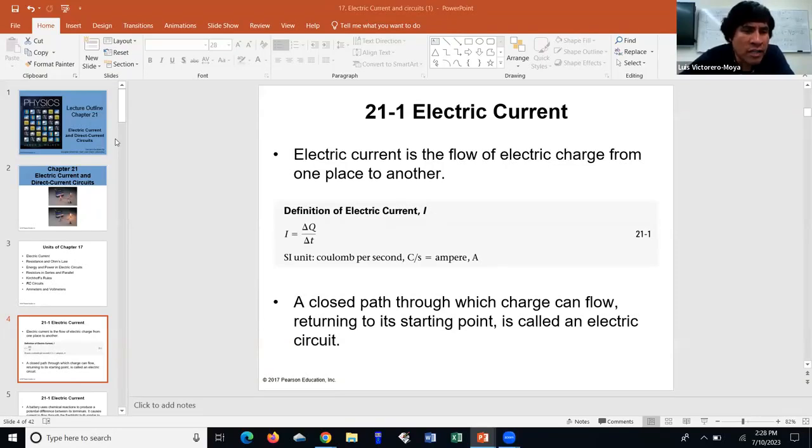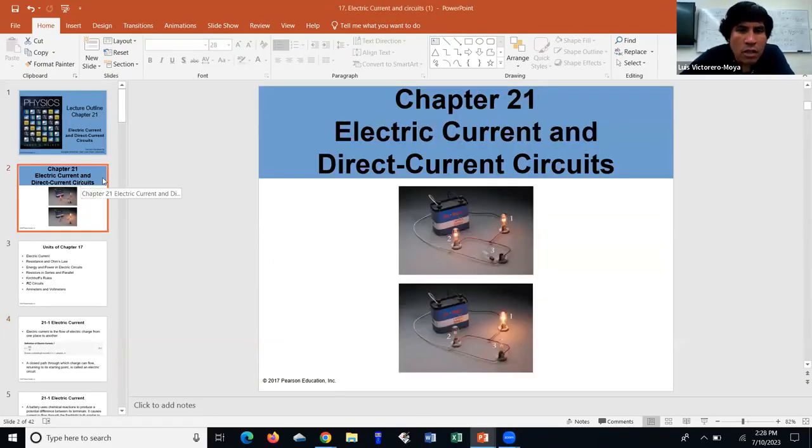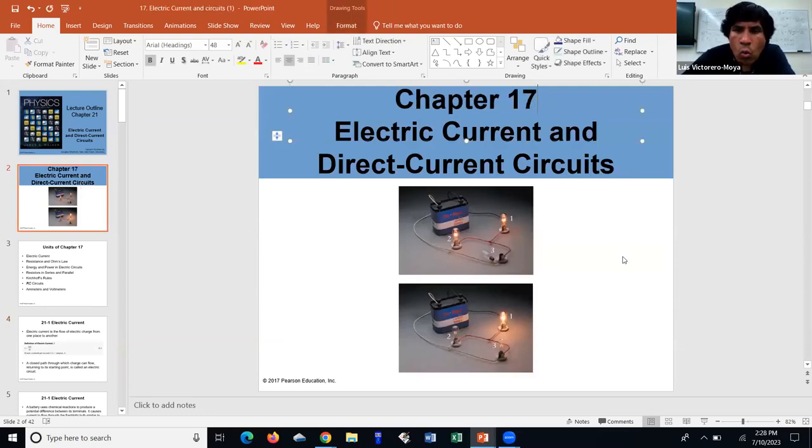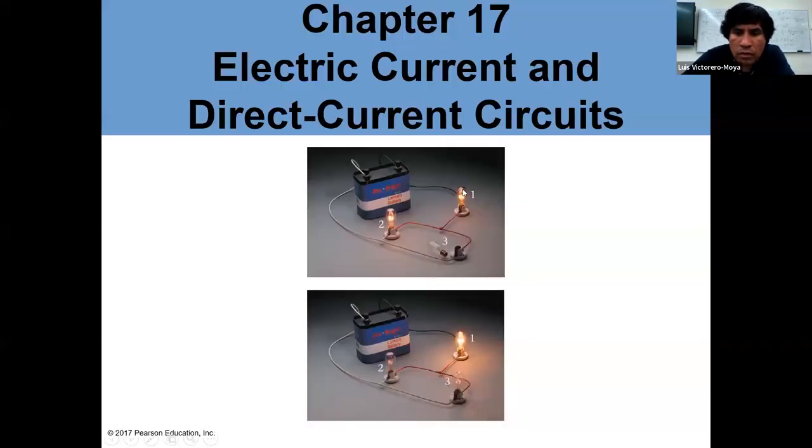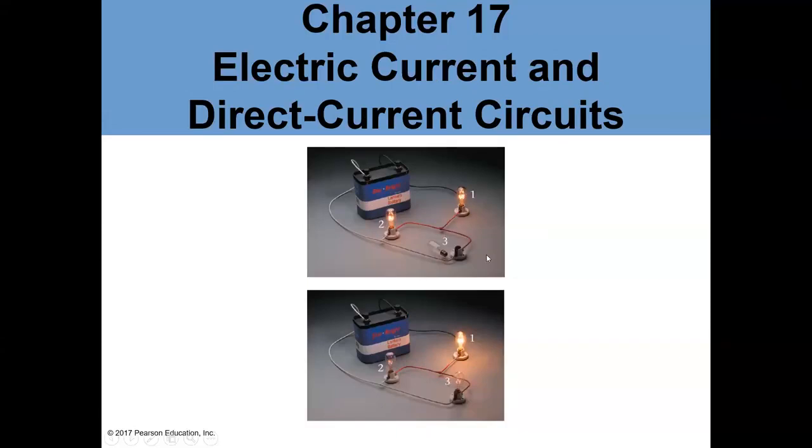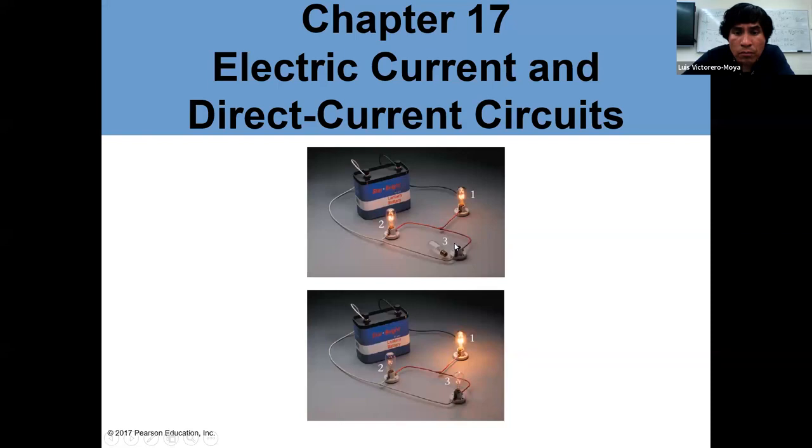Explore situations like this. So what you are seeing there is a circuit where you have a light bulb connected by a series of wires to another light bulb, and then you have a battery.